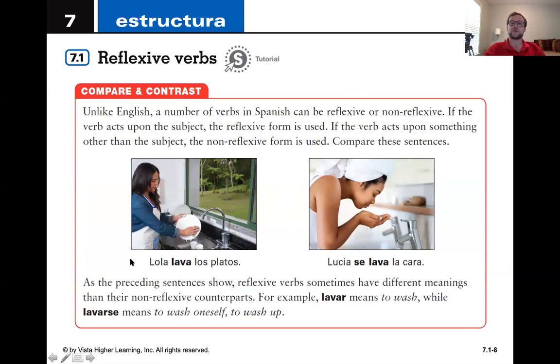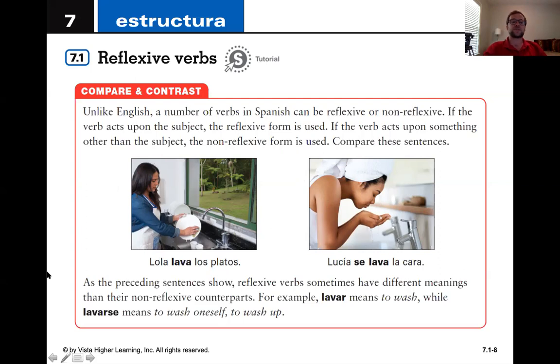Here's an example. Okay, this is a great example because she's washing the plates. Lola lava los platos. That's almost a tongue twister. Lola lava los platos. But Lucia se lava la cara. Lucia is doing that to herself, right? She's washing herself the face. Okay, we'll get into why we do it that way instead of saying my face in a little bit. But Lola lava los platos. She's doing it to the plates. She doesn't need to include that reflexive, whereas Lucia se lava la cara, right? We need to have that reflexive in there, okay?